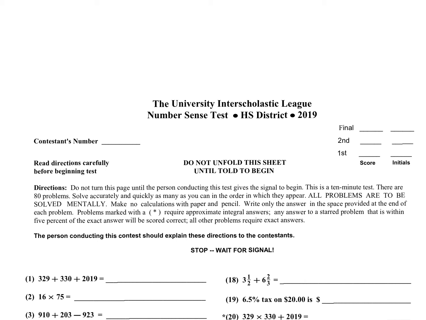In this video, I'm going to go over the UIL number sense test from the high school district test from 2019. And this is mental mathematics. All problems are to be solved mentally. Make no calculations with paper and pencil. And problems marked with a star are approximate answers, plus or minus 5%.